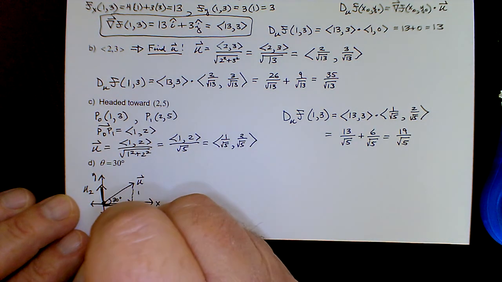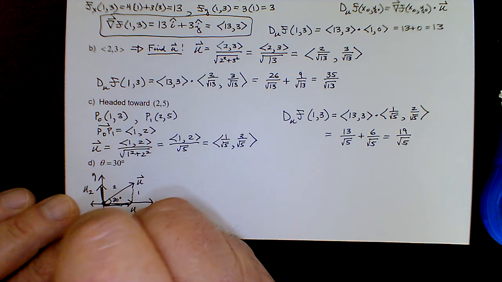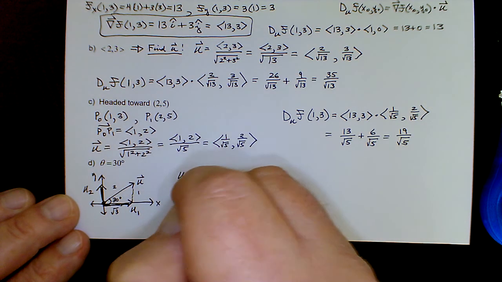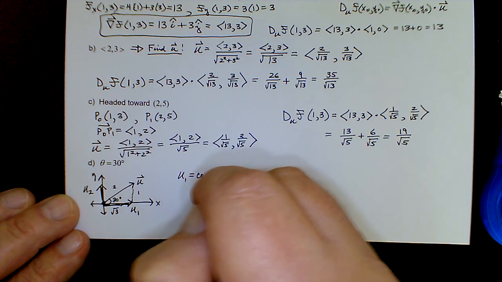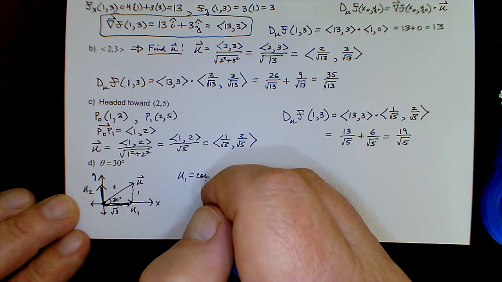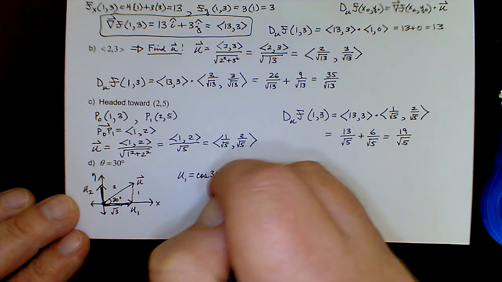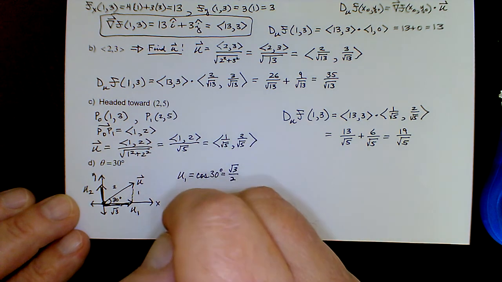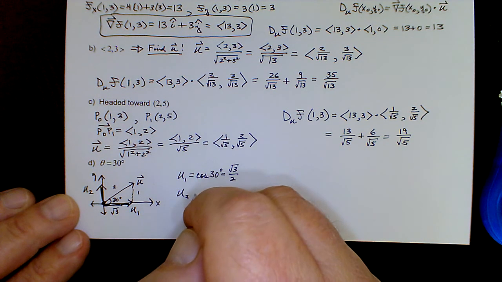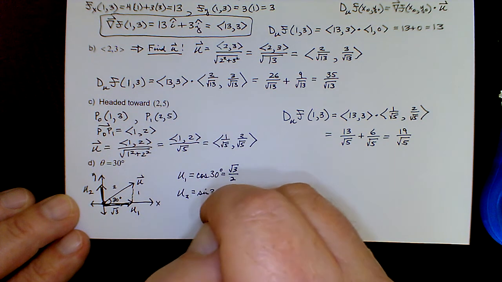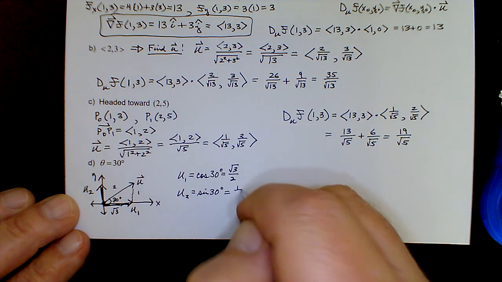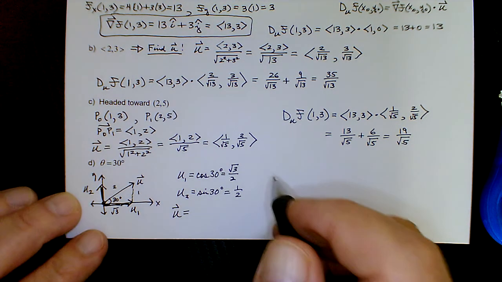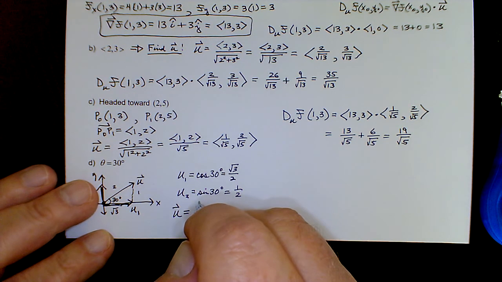So U1 is going to be the cosine of 30 degrees. So that's adjacent over hypotenuse, so radical 3 over 2. U2 is going to be the sine of 30 degrees. So opposite over hypotenuse, or 1/2. And then our unit vector can be expressed as <square root of 3 over 2, 1/2>. Again, we'll use vector notation.